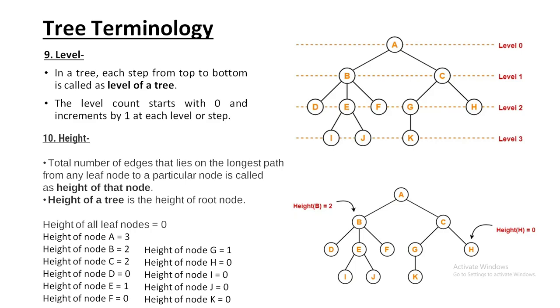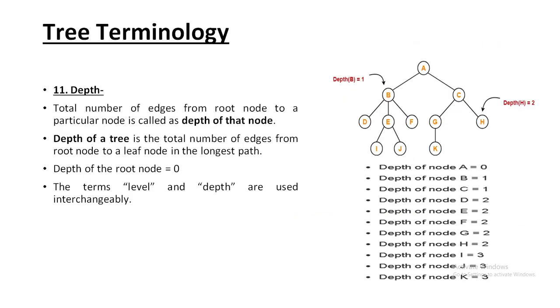Height in the sense of the total number of edges that lie on the longest path from any leaf node to a particular node is called the height of the node. Height of a tree is the height of the root node. For example, the height of H is 0, the height of B is 2 because from B we have two elements, E and I. The height of A is 3 because there are 3 edges from the root to the leaf.